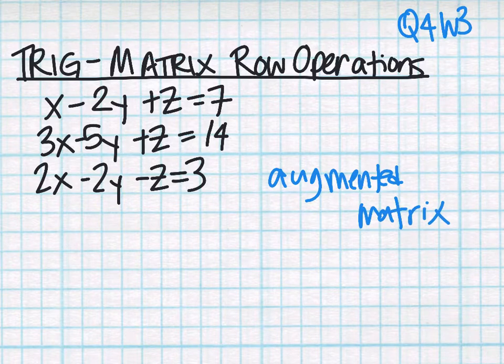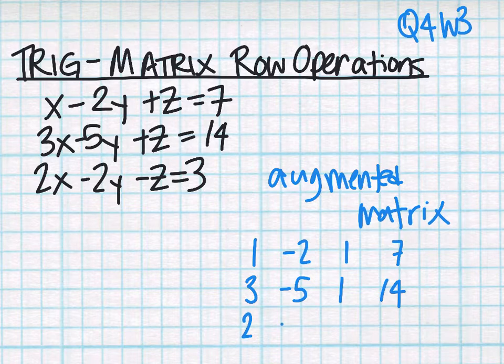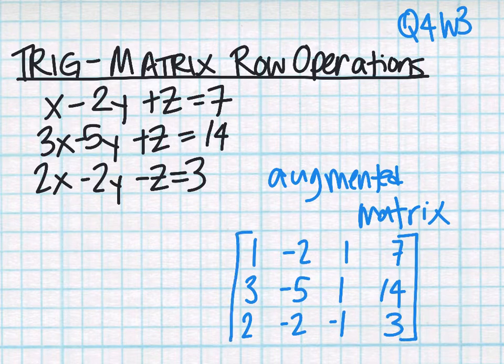So starting with that first equation, that's going to be my first row: 1, negative 2, 1, 7. My second equation is going to be my second row: 3, negative 5, 1, 14. Third equation, third row: 2, negative 2, negative 1, 3. Let's put our brackets around it to indicate that it's a matrix. And with augmented matrices, not always, but often you will see people draw a vertical bar right here to indicate where the equal sign is.